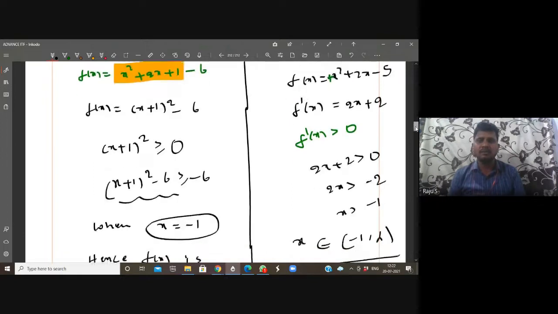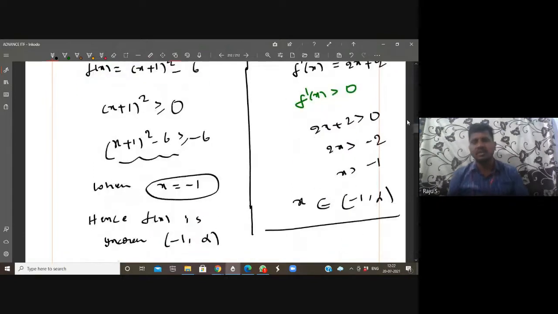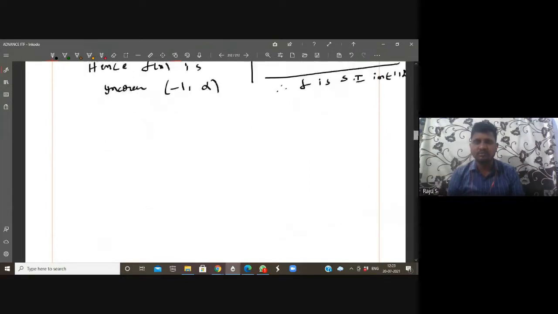So it is better to approach method 2. Method 2 is easy, you know. The function is given, differentiate that function. When you differentiate, you get 2x plus 2. Strictly increasing means f dash of x is greater than 0. Strictly decreasing means f dash of x is lesser than 0. Like that we can do. So the interval is -1 comma infinity, open interval. In that it is strictly increasing. Therefore f is strictly increasing in -1 to infinity. That's all.